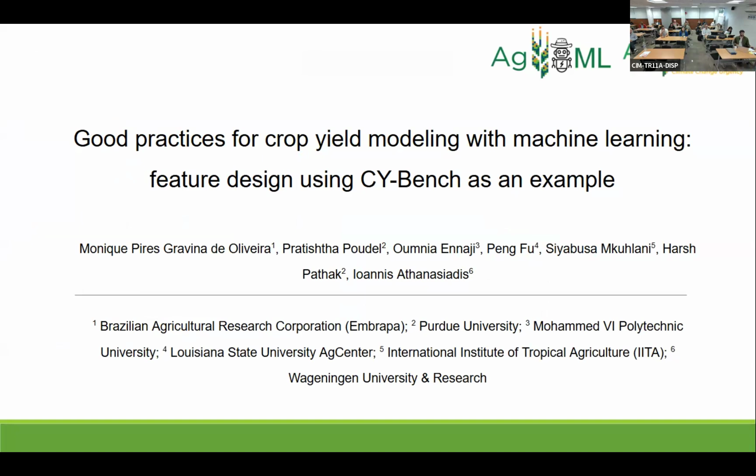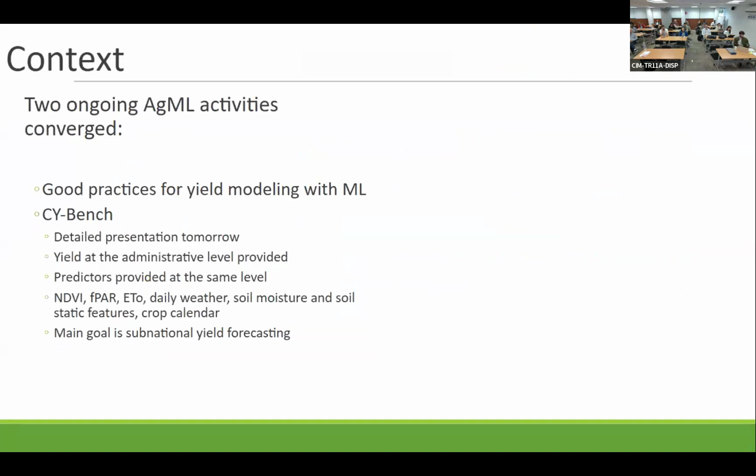So, hi everyone. My name is Monique. This study was developed in the context of the activities of the AgMIP group, and it results from the convergence of more than one activity of the group, and that's why it has this title, because it resulted from the convergence of the activity that is focused on writing down what are good practices for modeling yield with machine learning.